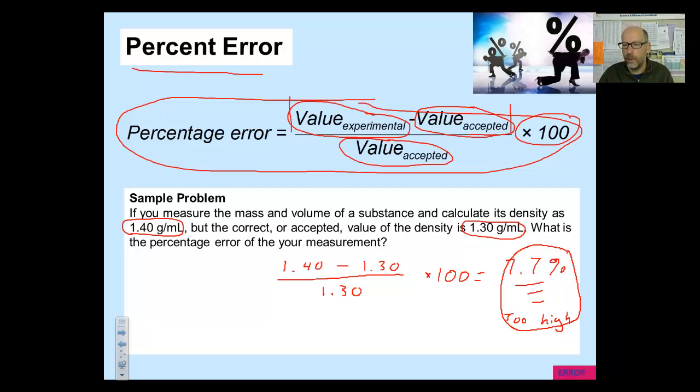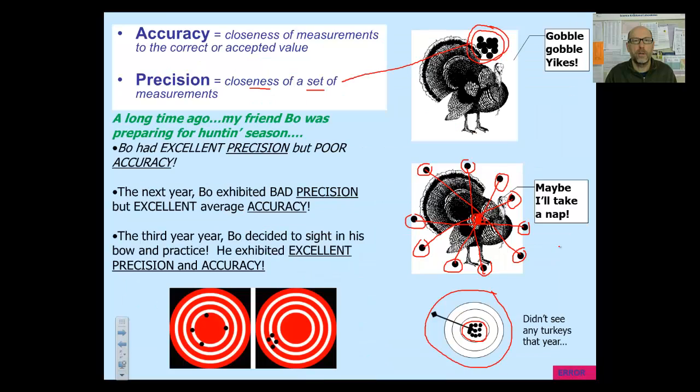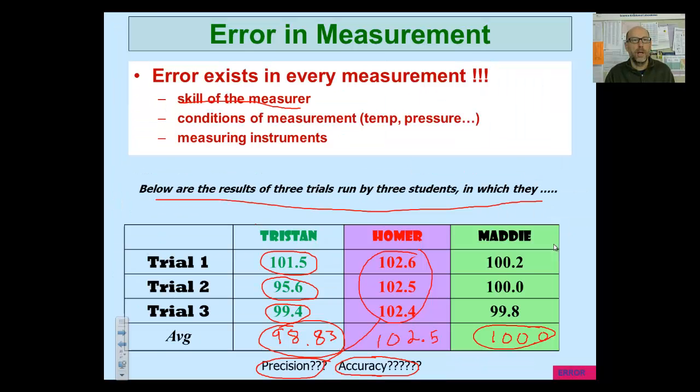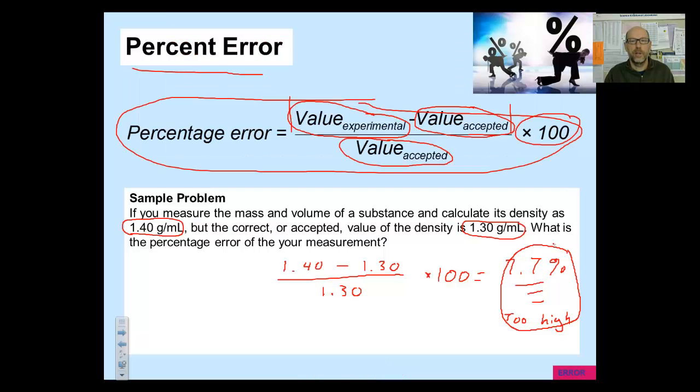Okay, so today we looked at a couple of things. We looked at accuracy and precision, and then error and measurement, and how to calculate percentage error.